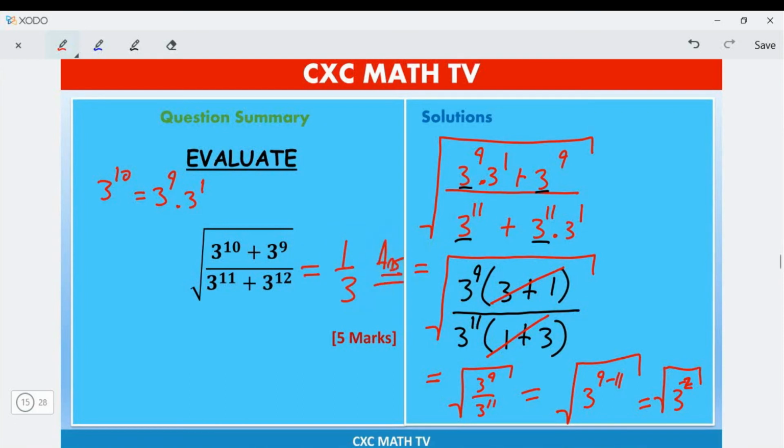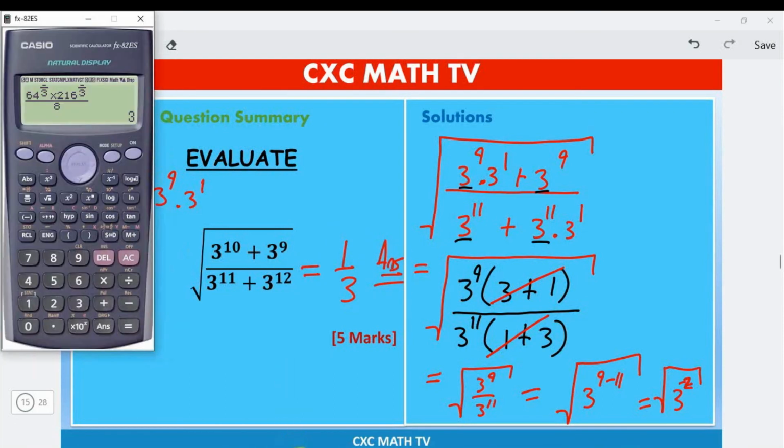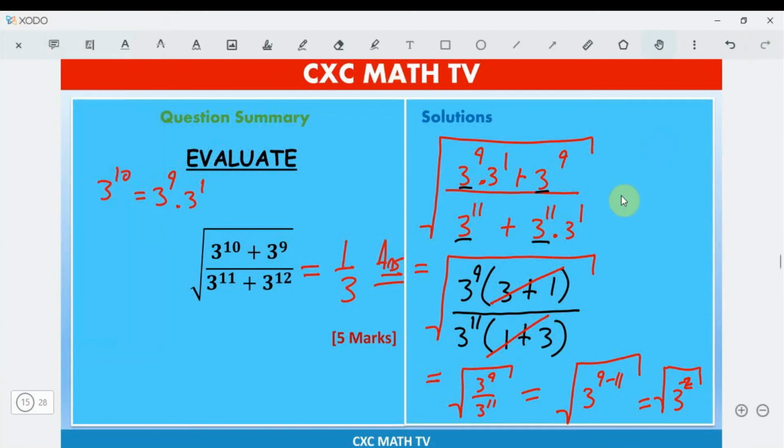That's beautiful. Now let's take out our calculator and verify it, because sometimes you don't necessarily believe it. So look, square root, we're going to put in 3 raised to the 10th power plus 3 raised to the 9th power, and we're going to divide that by 3 raised to the 11th power plus 3 raised to the 12th power. Put that in our calculator. There you go. 1 over 3. Wow! Really nice.